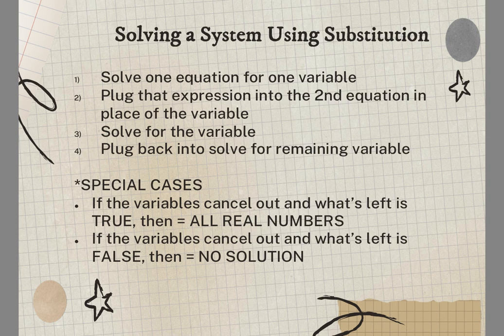When you plug it back in, you have choices. You can plug it back into the original two equations or into the one you solved for a variable, which you'll see in a moment. To me, that's the easiest one. Just like with elimination, there are two special cases. If the variables cancel out and what's left is a true statement, then it's all real numbers. So again, this is something like 0 equals 0. And if the variables cancel out and what's left is a false statement, then it is no solution. So this would be something like 0 equals 5.